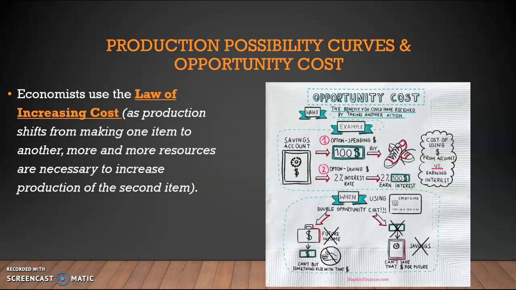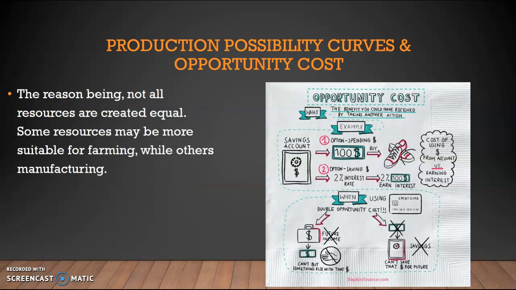And economists use the law of increasing costs. This is the way to look at how production shifts from making one item to another, product A to product B. More and more resources are necessary to increase production of the second item. So if they want to shift to making more of B, they have to allocate more resources for B and less for A. So basically, this is because all resources are not created equal. Some resources are better suited for farming, while others are for manufacturing.